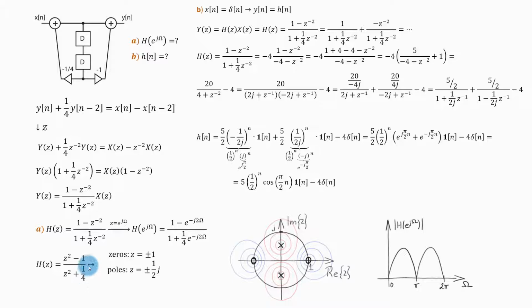And from here I can read that the roots of this numerator are plus minus 1, which means that this transfer function has two zeros. One zero is at plus 1, the other is at minus 1.